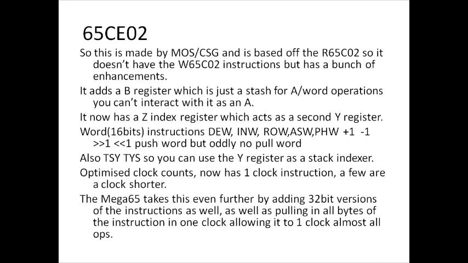Then there's the 65CE02, and boy do I wish these things actually existed in the real world. It's based on the R65C02, so it doesn't have the W commands, no STP or WAI. It adds a B register, which is just a stash for the A register to give a word value. You can't actually do accumulator-based operations with it. But it also has a Z index register, which is basically a clone of Y. So everything you could do with Y, you can now do with Z.